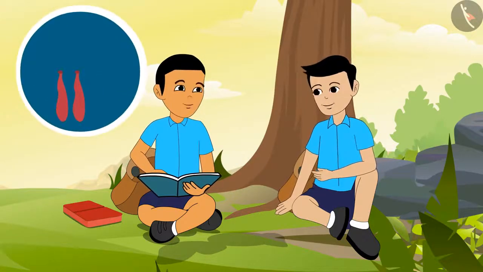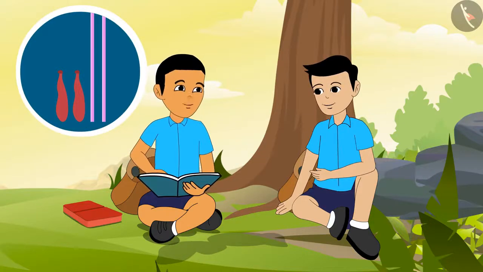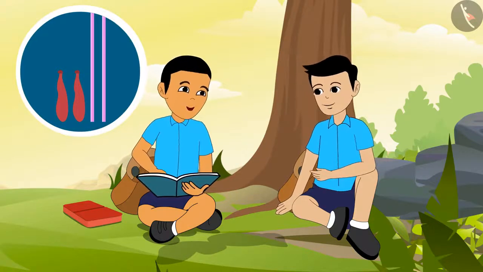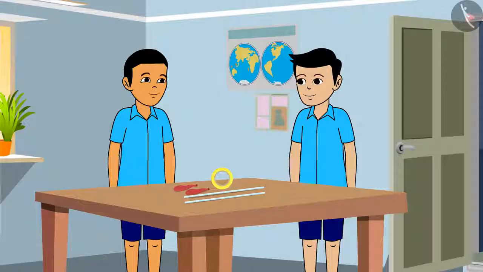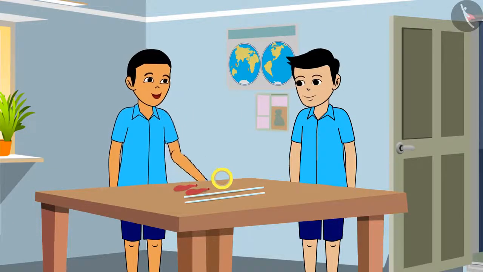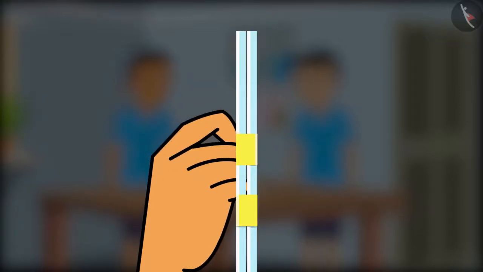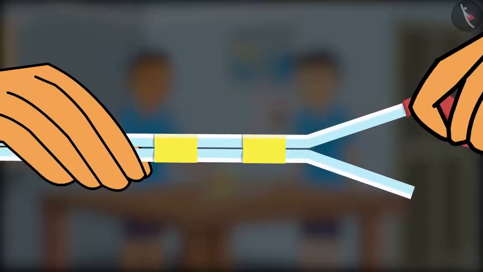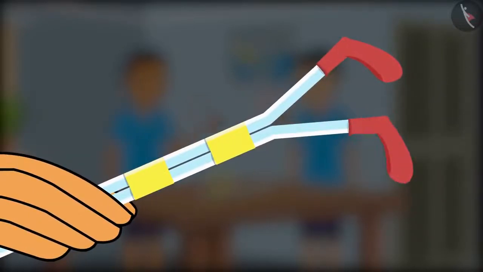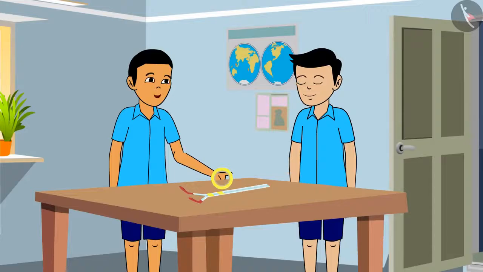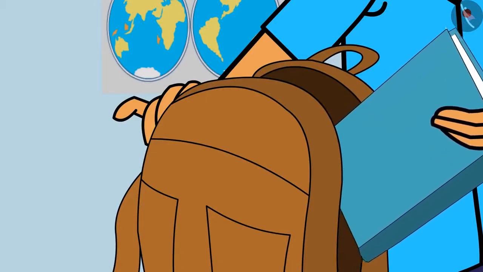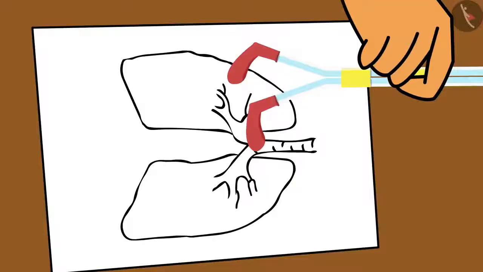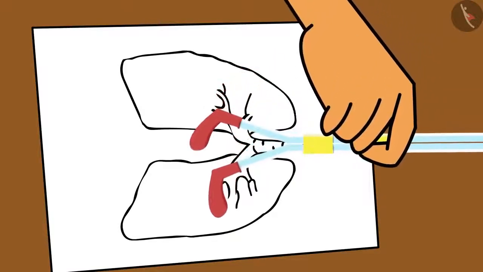We shall take 2 balloons and 2 straws. Then we will join them for our experiment. Here, this is the material required. Let us begin. Ram, let us join these 2 straws with a tape like this. And at the other 2 ends, let us fold this straw and attach the balloons on both the straws. Let us take out the drawing we had made. Now, let us attach this model.